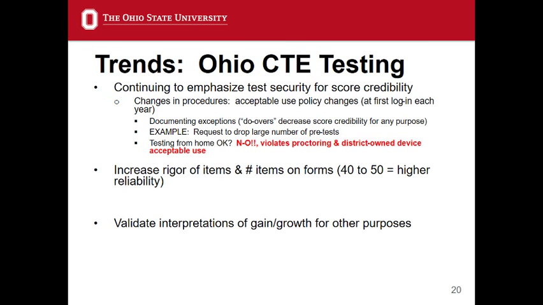Another trend that we are advocating for is to increase the number of items on the forms, moving from 40 to 50 items for higher reliability, and to be able to include additional content. We would like also to develop collaborative relationships to validate interpretations of gain and growth for the OTES system.